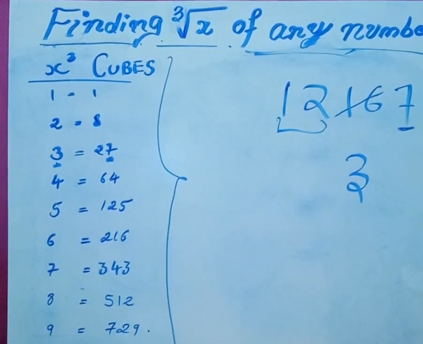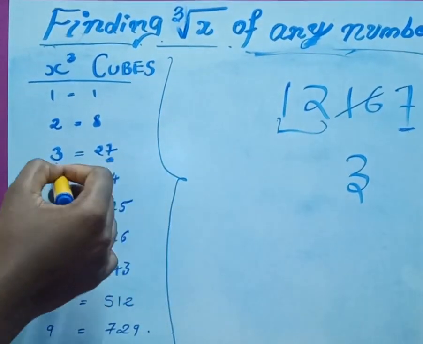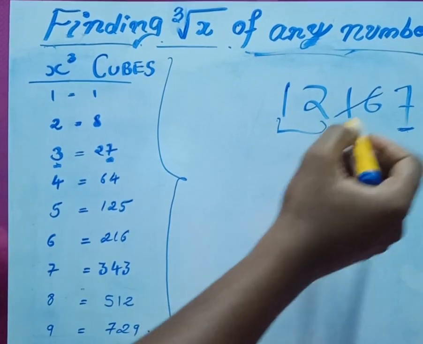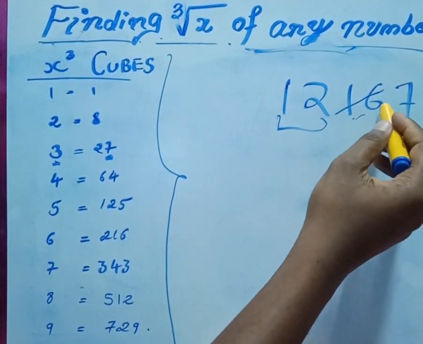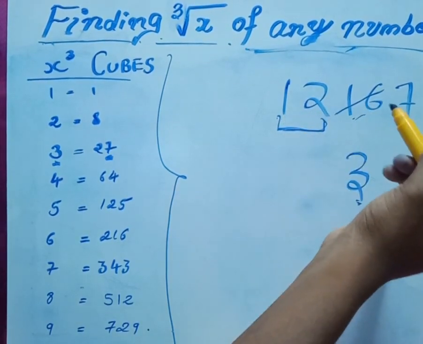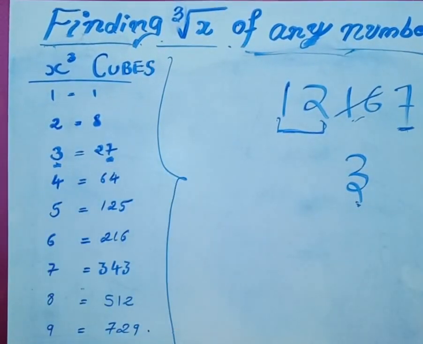So guys, we got 3 because 7 is the unit digit and 7 exists in 3 cube. So we will write 3 here. After that we have to cut the two numbers next to the unit digit. So we will cut 6 and 1. After that 12 remains, right? So we have to see whether this 12 exists in this table. Definitely not, obviously 12 is not a perfect cube of any number.